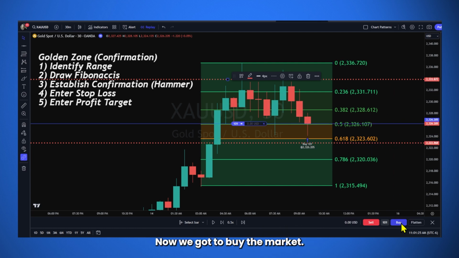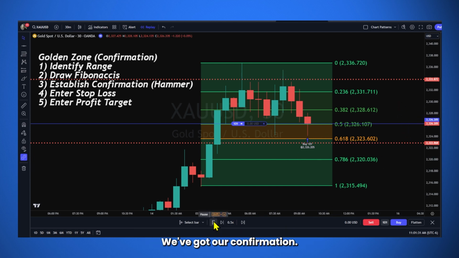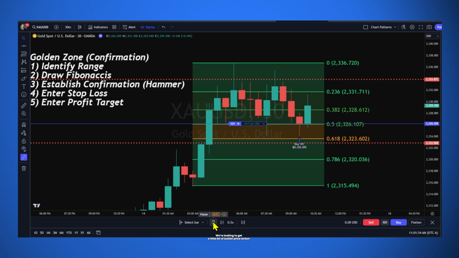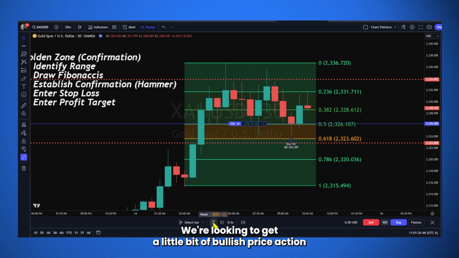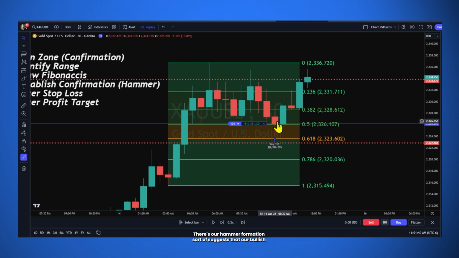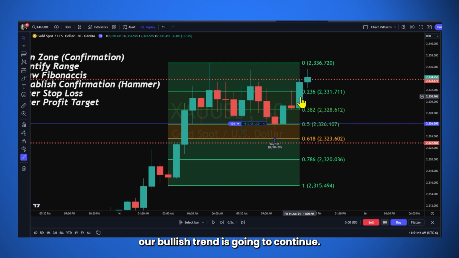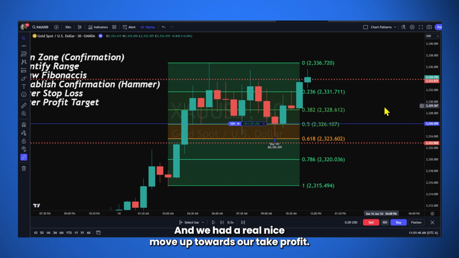Now, we've got to buy the market. We're long on our hammer formation. Let's go ahead and roll forward in time and see how this trade pans out. We've got our confirmation. We've got our golden zone. We're looking to get a little bit of bullish price action and potentially make a profit on this trade. And there it is. We got a nice big break. There's our hammer formation, which suggests that our bullish trend is going to continue. And we had a real nice move up towards our take profit.